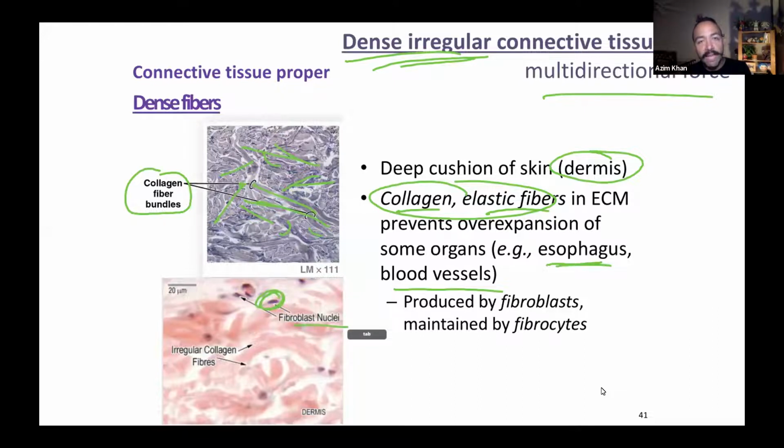Once again, the cells that you see here, they start out as fibroblasts and then they become fibrocytes. Fibroblasts build the extracellular matrix, fibrocytes maintain it. I should point out, now that we've gotten this far and we have, I think, one more connective tissue, how are these cells producing these proteins? These fibroblasts, let me draw a fibroblast out here.